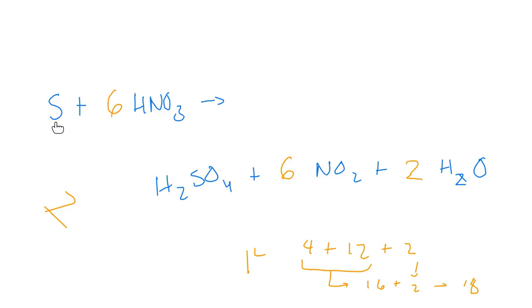And our sulfur is balanced. We have 1 sulfur on both sides of the reaction. And checking again with our nitrogens, we have 6 nitrogens on the reactants, 6 nitrogens on the products. And double checking with our hydrogens, we have 6 hydrogens on the reactant side, and we have 1, 2, 3, 4, 5, 6 on the product side.